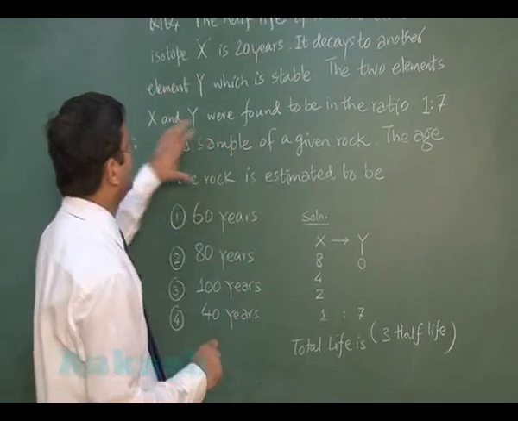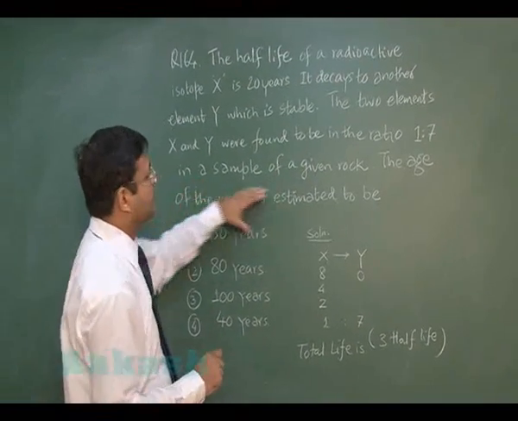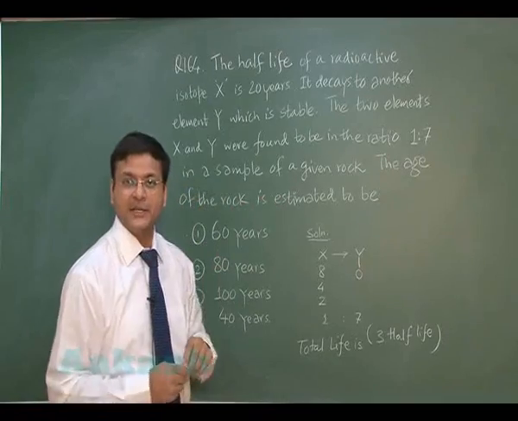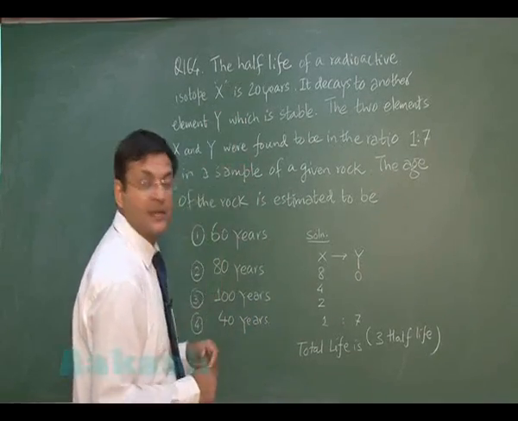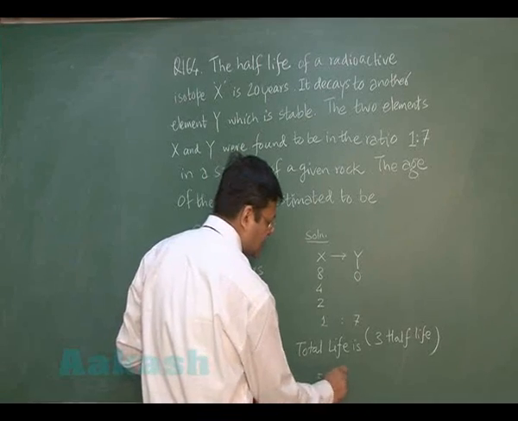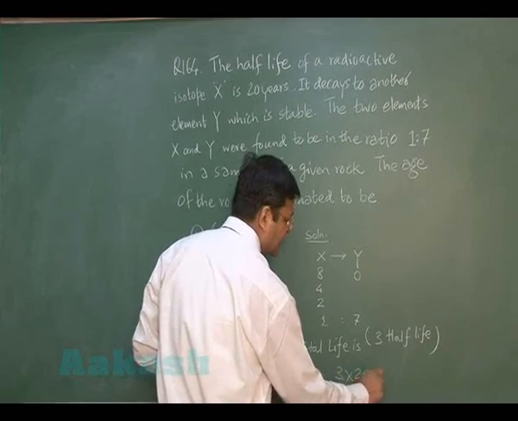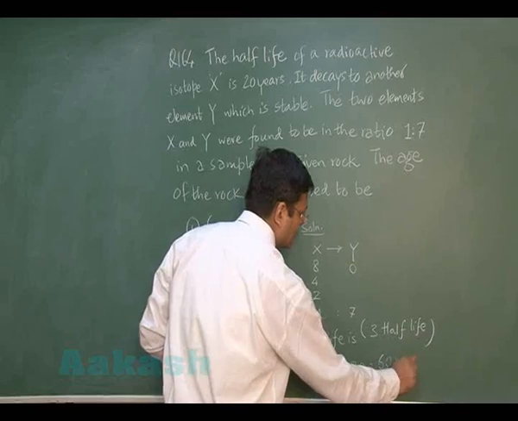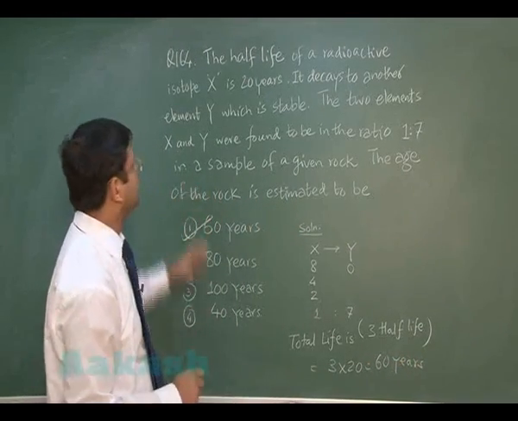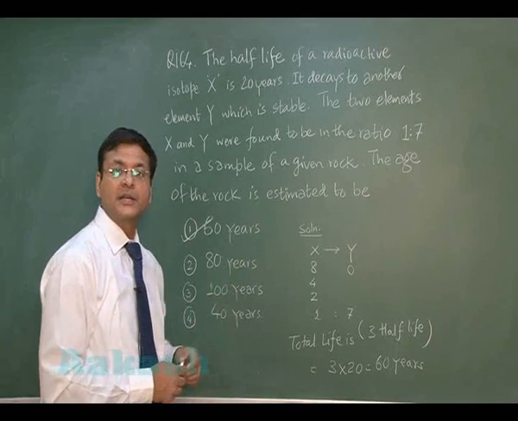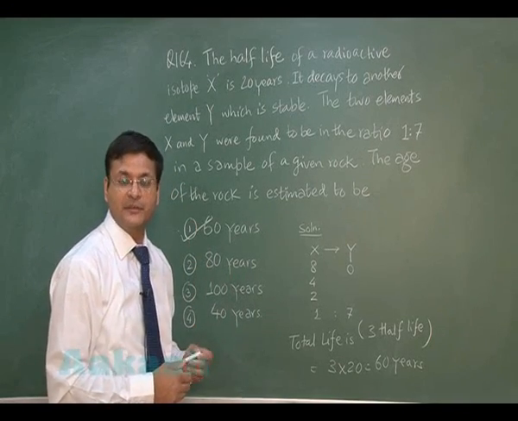It is demanding the two elements in a ratio in a sample, and the age of the rock is demanded. The age of the rock is 3 half-lives, and each half-life has been given to be 20 years. So this is 3 into 20, that is 60 years, which will be the age of the rock. So the most appropriate answer will be the first one for this particular question. Let us look at the next question, that is question 165.